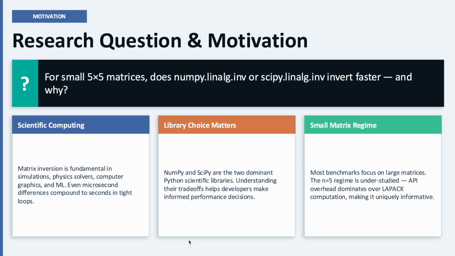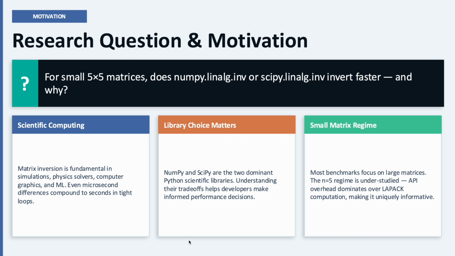The first motivator is that matrix inversion is a very fundamental operation and it's used in very wide scientific computation like physics, simulations, computer graphics, machine learning, and other numerical problem solving. When we are inverting millions of matrices in a very tight loop, every microsecond difference per call adds up to real seconds of runtime.